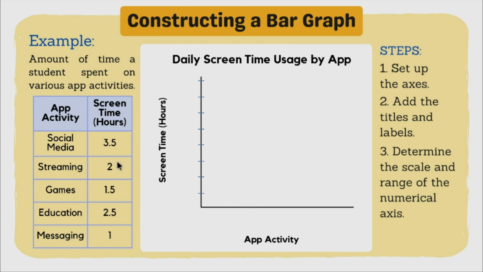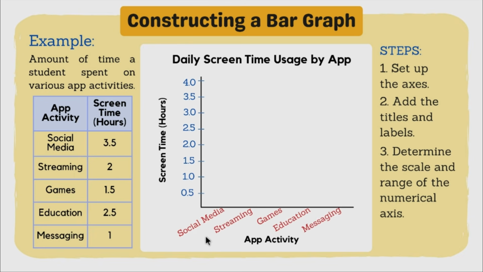So here we have 0.5. So, pwede natin tong gawing by 0.5 ang scale. So, we can start with 0.5, 1, 1.5, 2.0, 2.5, 3.0, 4.5, and we have 4.0. Okay? So, let's see. We have here also the categories. So, ang una dyan is yung social media, streaming, games, education, and messaging.